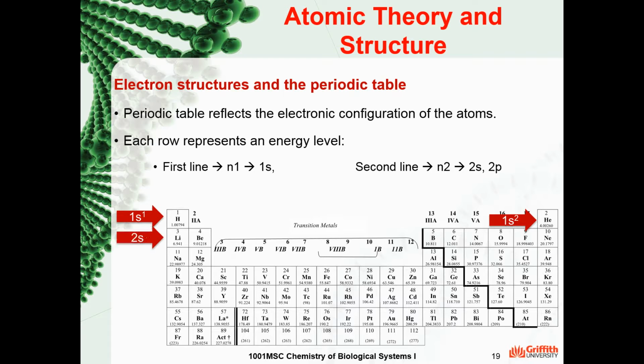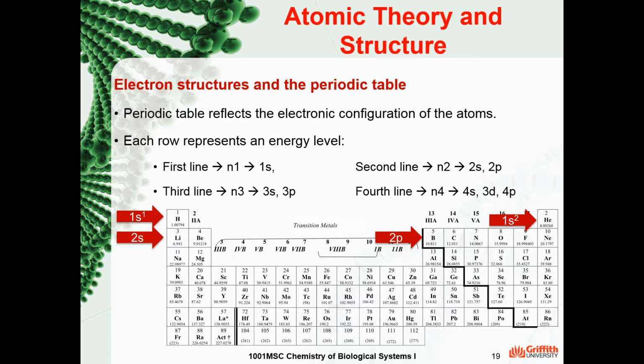The second row of the periodic table reflects the second energy level, N2. Remember that N2 has two subshells, 2s and 2p. 2s has one orbital, so it can fit a maximum of 2 electrons. 2p has 3 orbitals, so it can fit 6 electrons. For that reason, you can see 2 cells on the left side of the periodic table to represent 2s, and 6 cells on the right side to represent 2p.